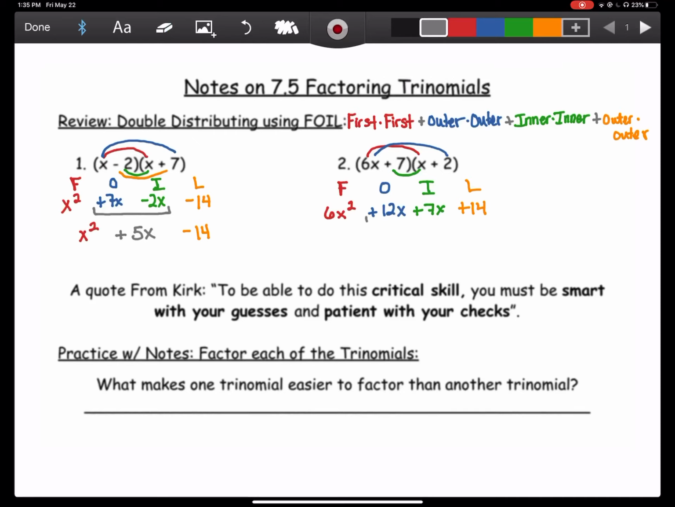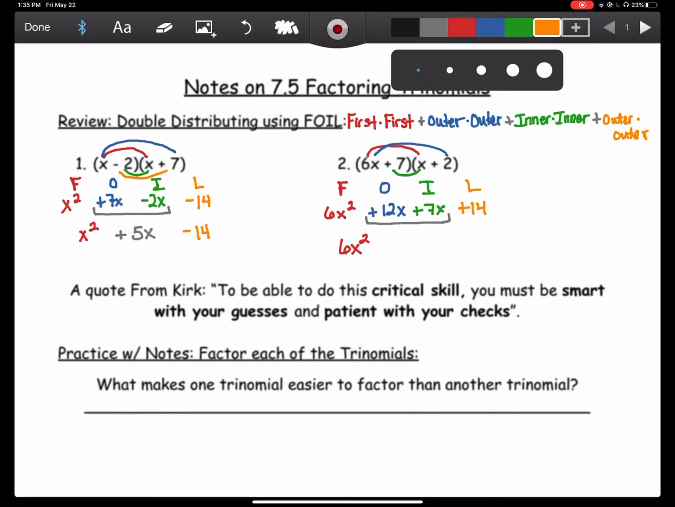Again, we combine the outer and the inner to create that middle term. The front term, the leading term, stays 6x squared. The last term stays positive 14, but the outer plus the inner creates the middle term of the final trinomial. And in this case, according to the signs, it creates positive 19x. Okay, let's keep going.